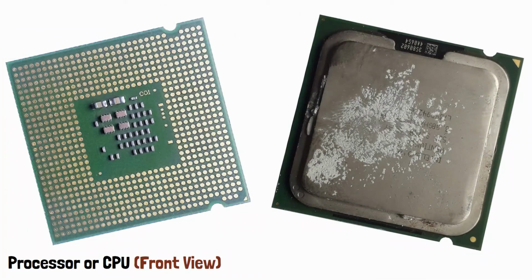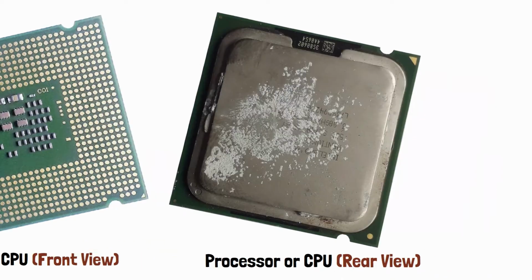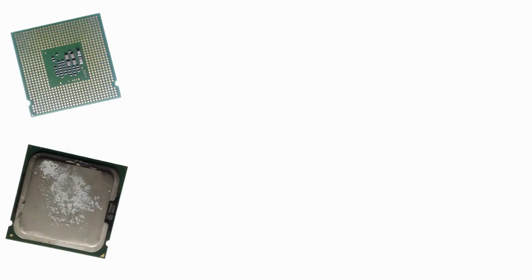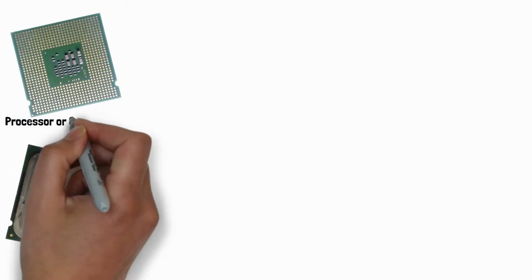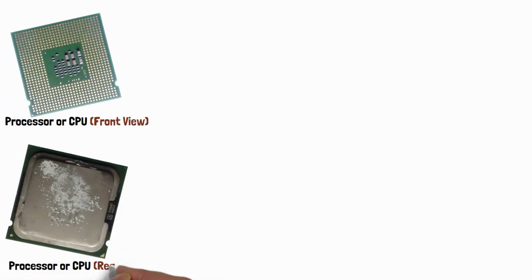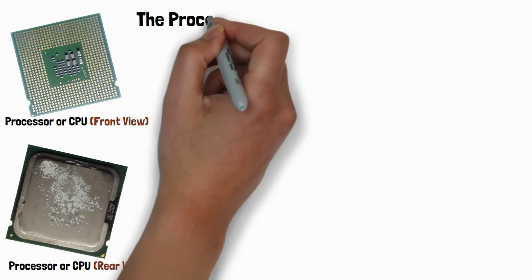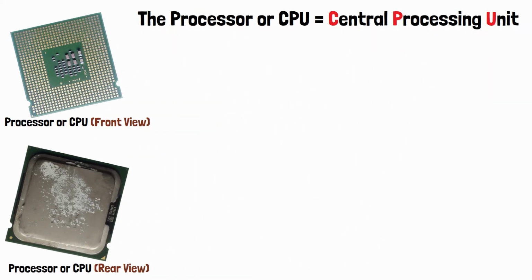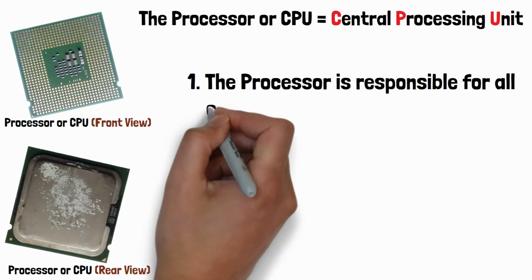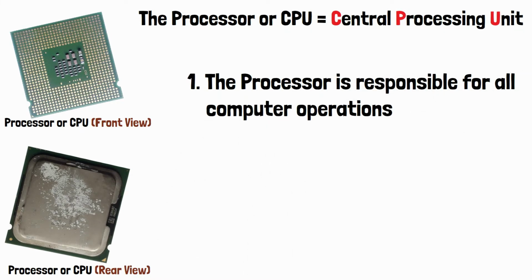Sometimes people confuse the word or acronym CPU with the computer casing. This is not to be. They are two different things. CPU is the processor and the casing is the casing. Alright. The processor, or the central processing unit, is the component responsible for conducting all the computer operations.